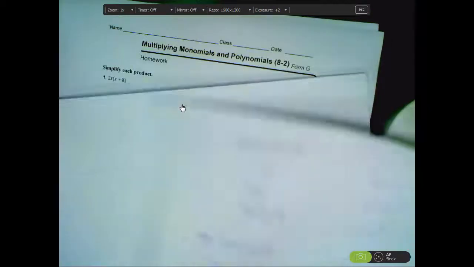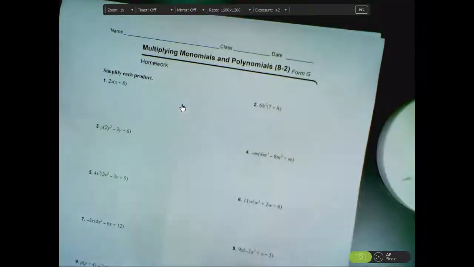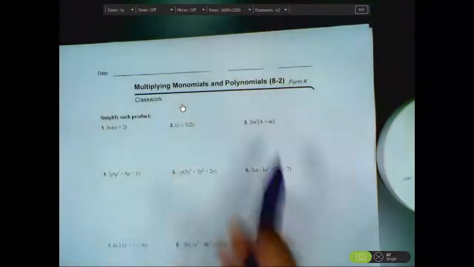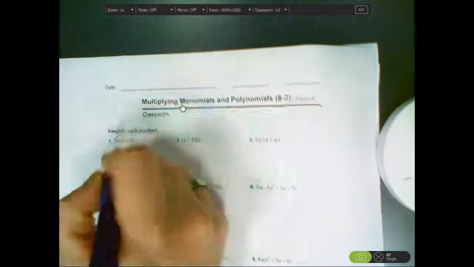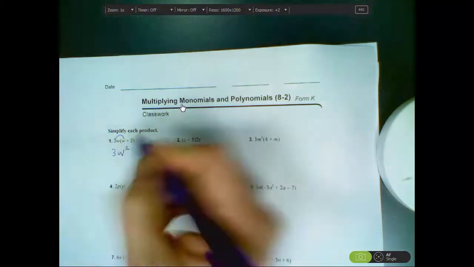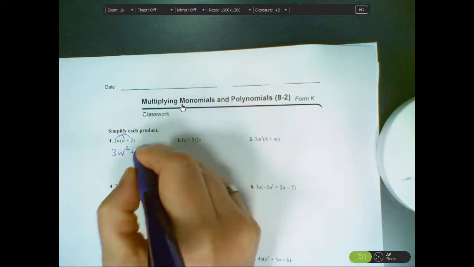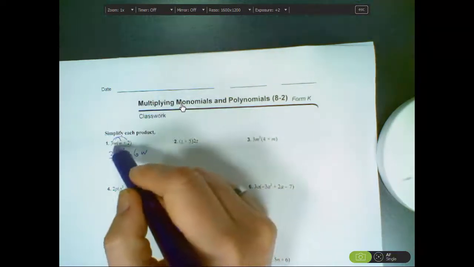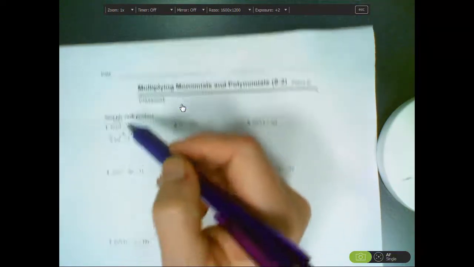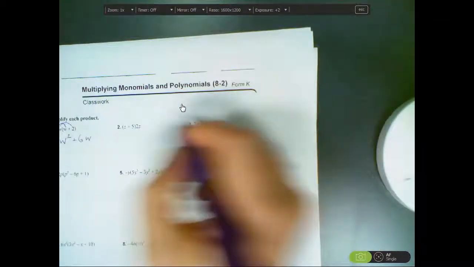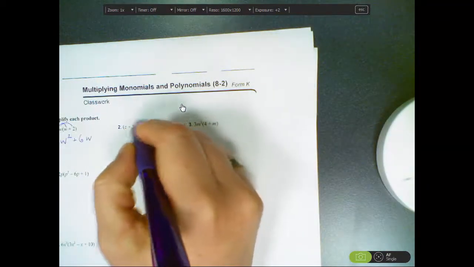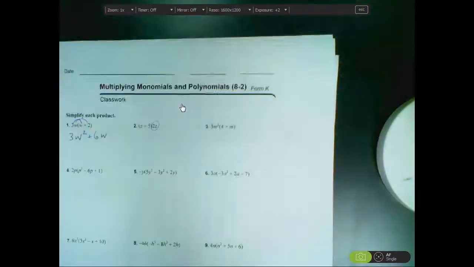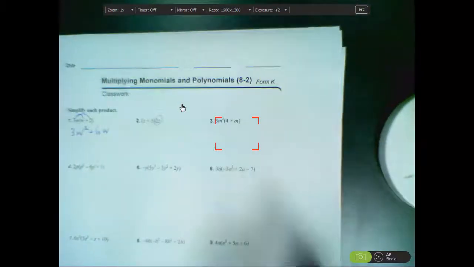So let's talk about the distributive property with monomials and polynomials. First thing we're going to talk about is, we're going to do 3w times w, which is 3w squared, and then 3w times 2, which is plus 6w. It's the same distributive property you've always done, except now you have a w times a w to get a w squared. I'm going to skip that one because I don't like it when the thing that you're distributing is after the parentheses. That rarely happens. So we're going to skip over that.